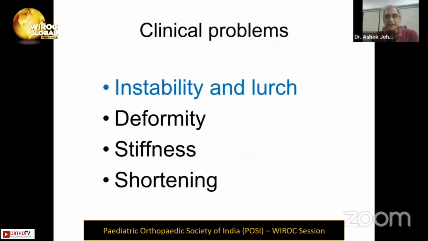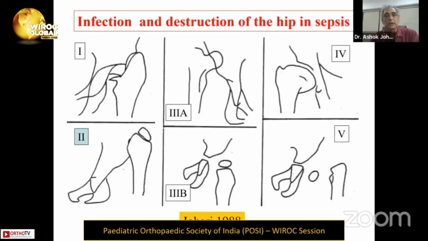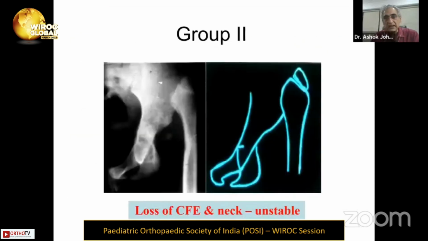So let's look at this very briefly. I know that we're going to be discussing cases, so I've not really kept case examples, but just the theory behind the management. So the clinical problem when you have instability and lurch. Well, this is typically the group 2, the excision arthroplasty type of group, and you have instability and a lurch, but an excellent range of motion in most of these cases. And this is the example here, loss of capital femoral epiphysis and neck, an unstable group.